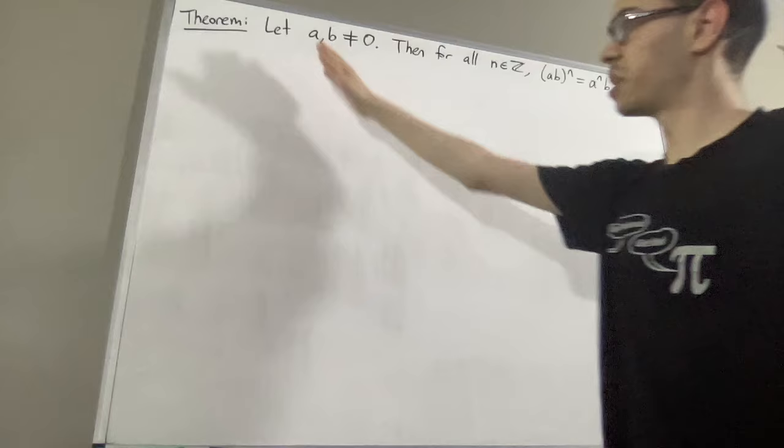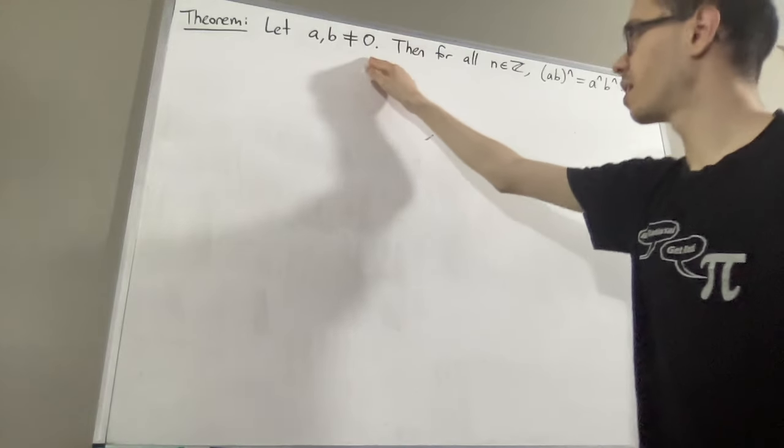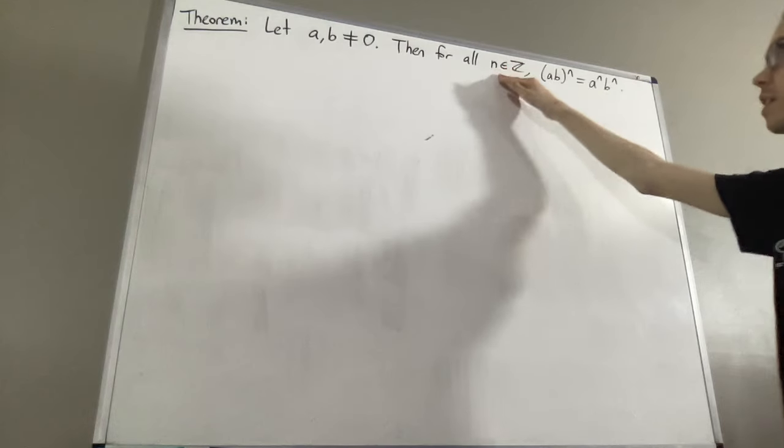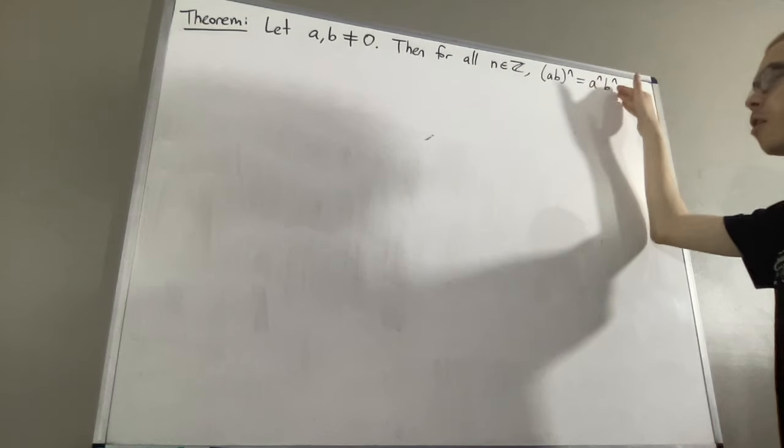Hello! In this video, we are going to prove the following theorem. Let a and b be non-zero real numbers. Then for every integer n, (ab)^n is equal to a^n times b^n.